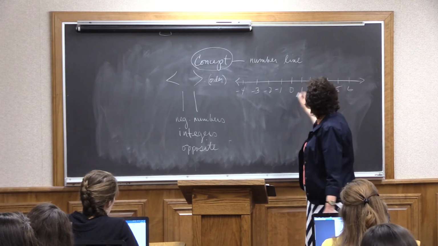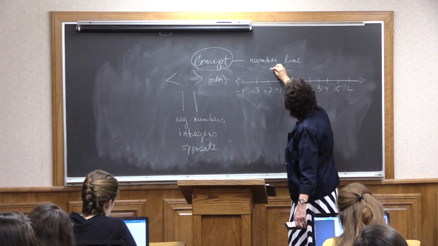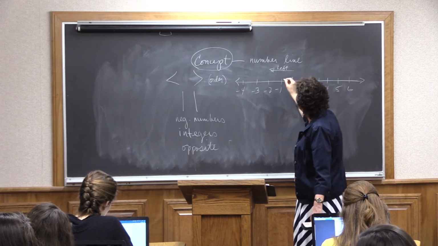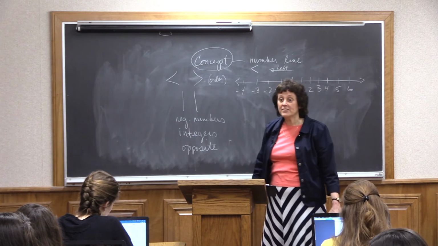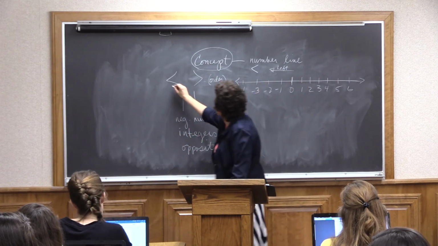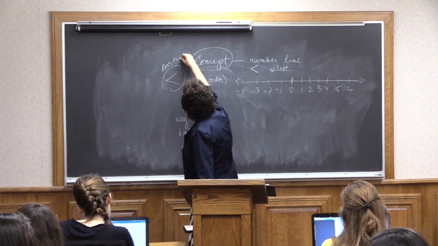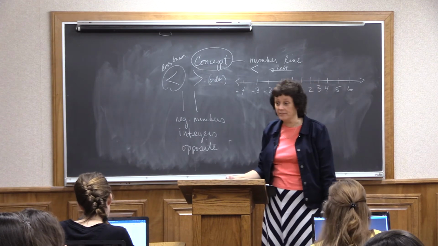Okay? What is a negative number? It's any number to the left of 0 on the number line. As I go left, which is why this is less than, it points to the left, because any number to the left of another is less than.